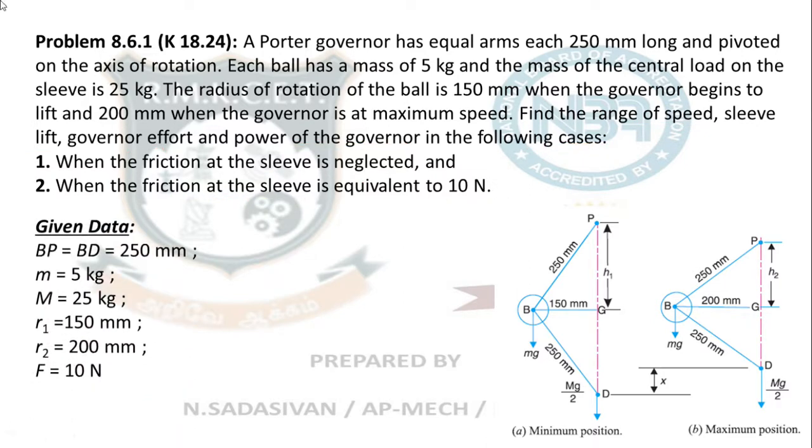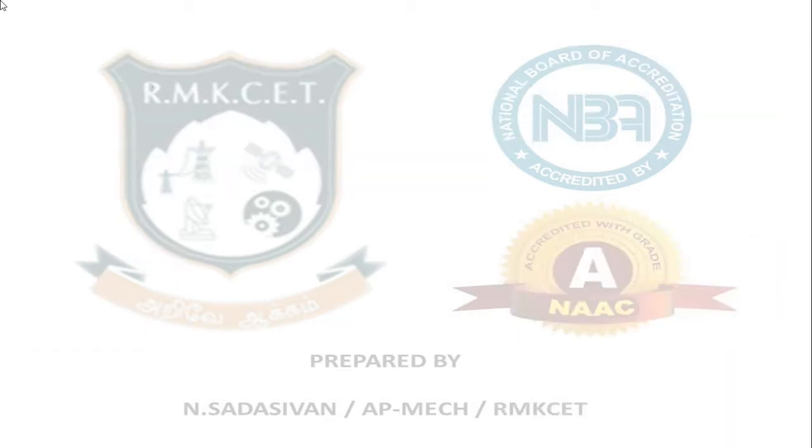Length of the arms BP equal to BD equal to 250 mm. Ball mass is 5 kg, sleeve mass is 25 kg. Initial radius, the lowest speed radius of rotation, is 150. High speed radius of rotation is 200. Friction is 10 Newton. Clear? So all these things are the given data. Let's move on to the problem.